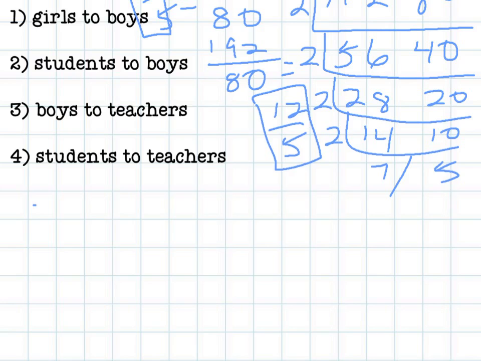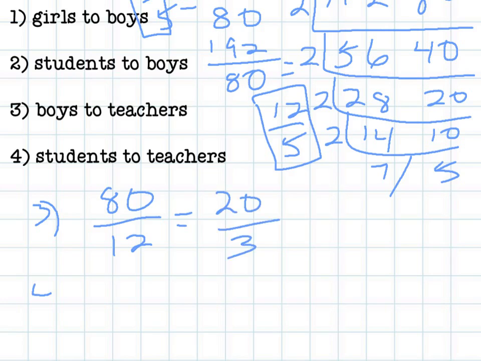Okay, so for number 3, we have 80 boys to 12 teachers. If you simplify that, 4 goes into both of those. You end up with 20 over 3. In number 4, if it's students to teachers, it's 192 to 12, and 12 goes into both of those numbers, and you end up with 16 to 1. So the ratio of students to teachers is 16 to 1.